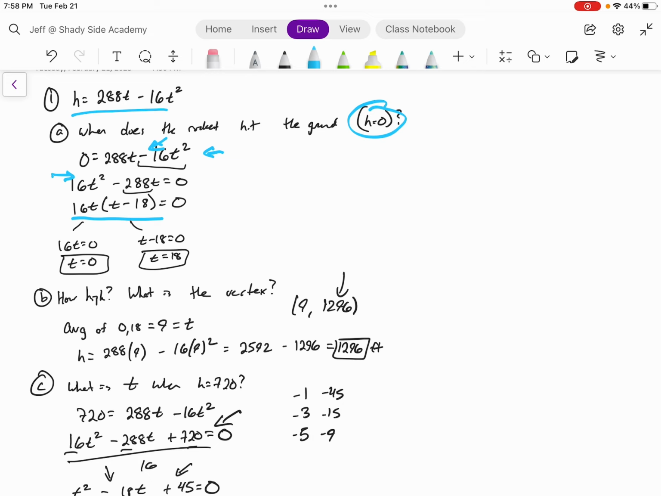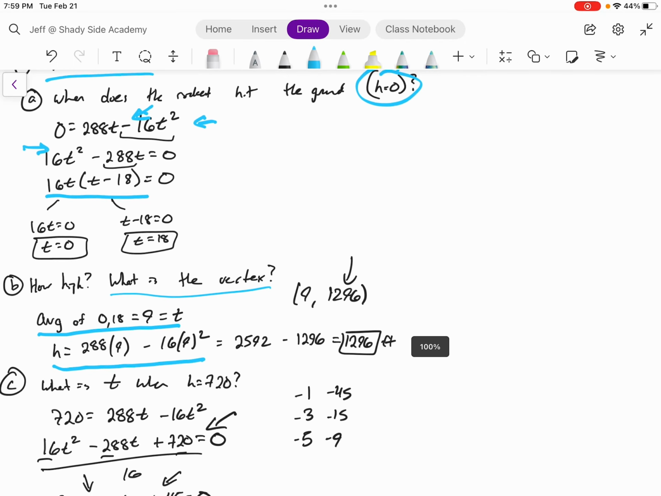Part B, when we're trying to find how high the rocket goes, that's really asking, what is the vertex? And we know, because this thing follows a parabolic shape, that it will be symmetrical. So we can use that to our advantage and say, oh, we're looking for the average of 0 and 18, which is, of course, 9. And so we know that it's going to occur between 0 and 18, or at 9 seconds. So all we have to do is simply plug in 9 into my original h equation, and we'll end up with 1296. That's, again, what we ended up with in class.